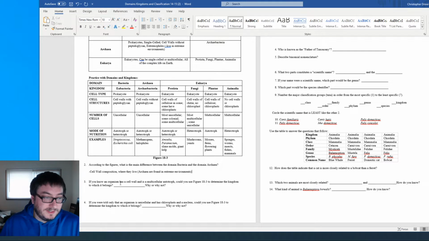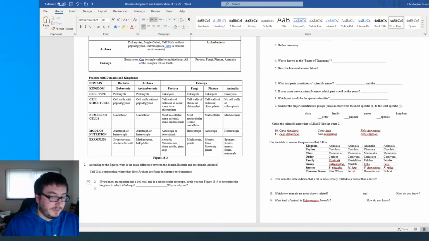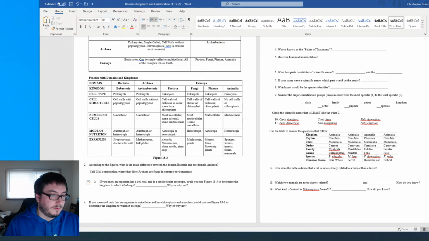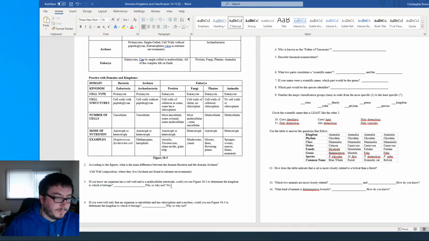So, could we exactly determine which kingdom it belongs to? I would say, okay, I'm going to say, no. No. And that reasoning is there are 2 kingdoms that fit all of those descriptions.